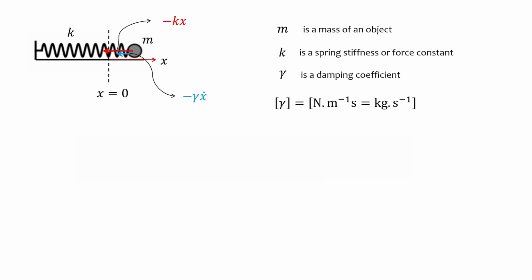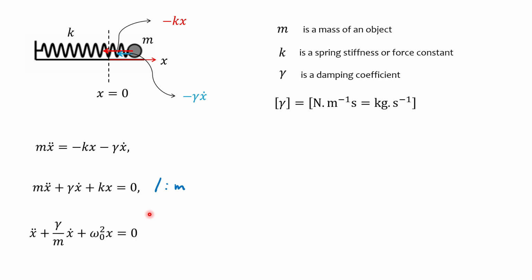Now that we know all the forces acting on the system, we can immediately write down Newton's second law. It can be written in this form: mass times acceleration, expressed here as the second order time derivative of position with respect to time, equals the net force acting on the system, which in this case is the sum of the restoring force and the damping force. We can now move all the terms to the left-hand side of the equation and divide by mass. This gives us the equation of motion in this form.